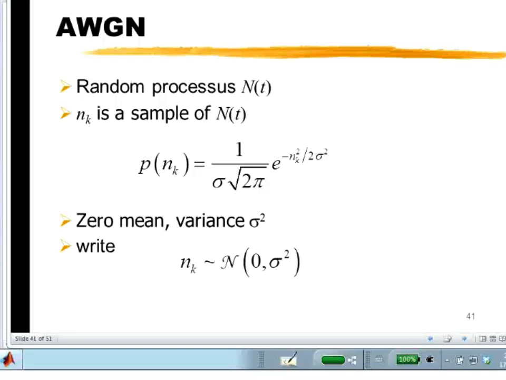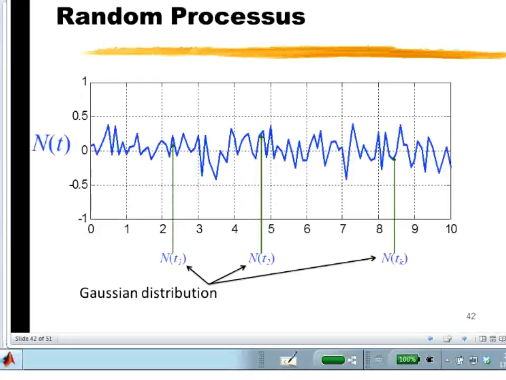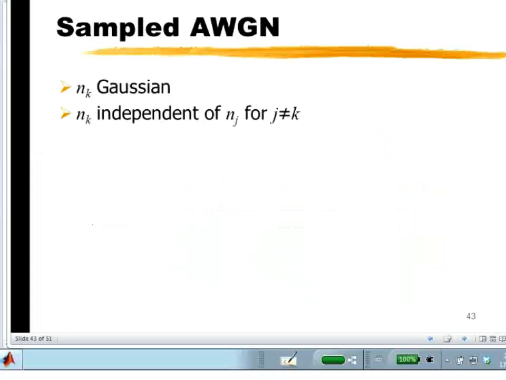This random variable has a Gaussian distribution, it's zero mean, and it has a variance of sigma squared, which we write as I showed you before. So if we consider a random process N of t, which has a typical form that we see on an oscilloscope, when I sample it in my receiver at specific times, these become random variables, each of which is independent of the other, and each of which has the same Gaussian distribution. So we call that IID, independent and identically distributed random variables.